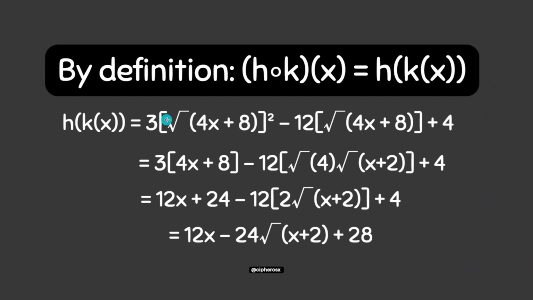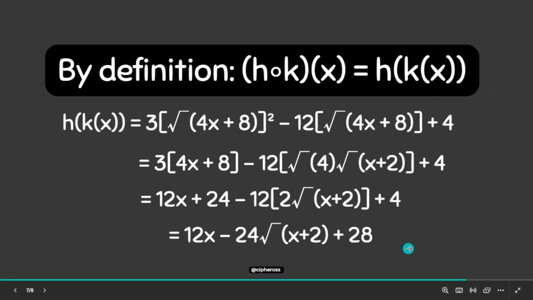We can just simplify this square root, which is elevated by 2, so they cancel out. The same thing over here. We factor out the 4 and just separate this. 3 times 4x is 12x plus 3 times 8 is 24, and this square root of 4 is 2. We remain with that, and we finish out with this part.